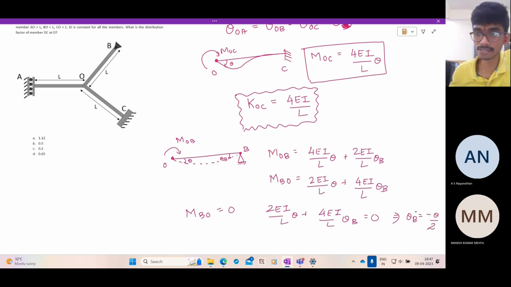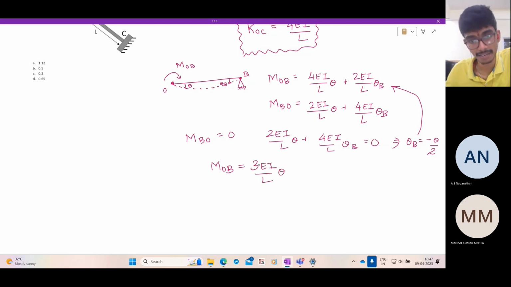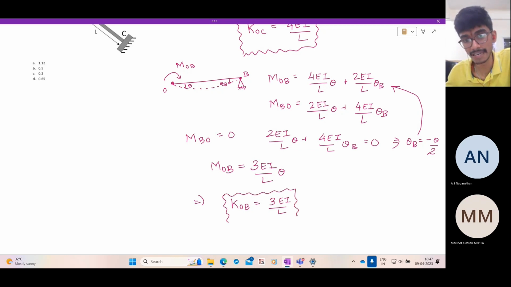Now substitute this into this equation. We get MOB is equal to 4EI by L theta, and this will become minus EI by L theta. So we'll get 3EI by L theta, which means KOB is nothing but 3EI by L. So this is the second result.